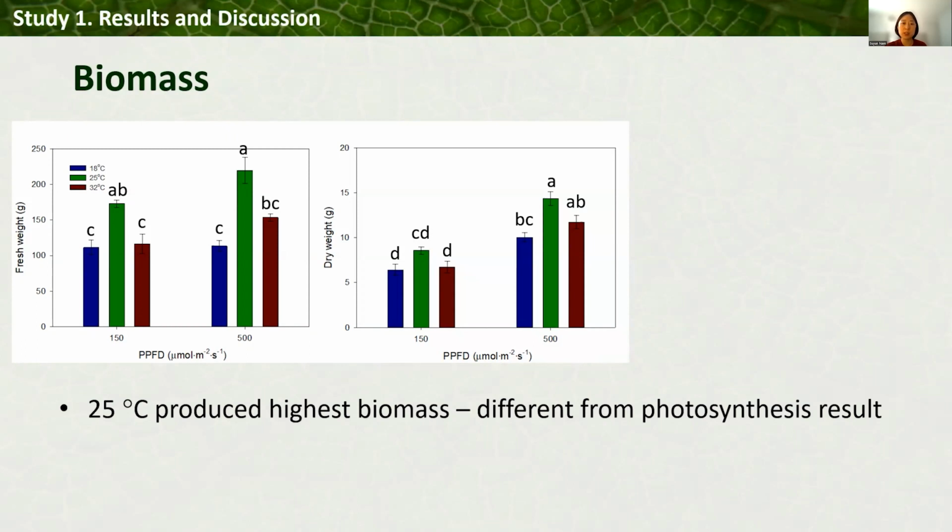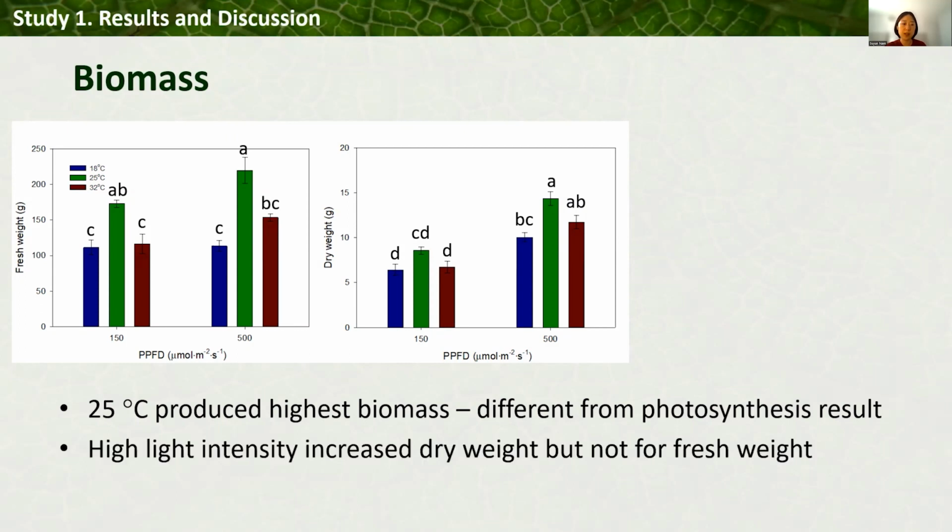My assumption is that there must be multiple benefits of 25 degrees C for producing high biomass, not only for photosynthesis but also root growth, nutrient transportation, and any other physiological responses that can be affected by temperature, not just photosynthesis. That is why 25 degrees C, which is the optimal temperature, produced the highest biomass compared to the low and high temperatures. And high light intensity increased dry weight, but not fresh weight.